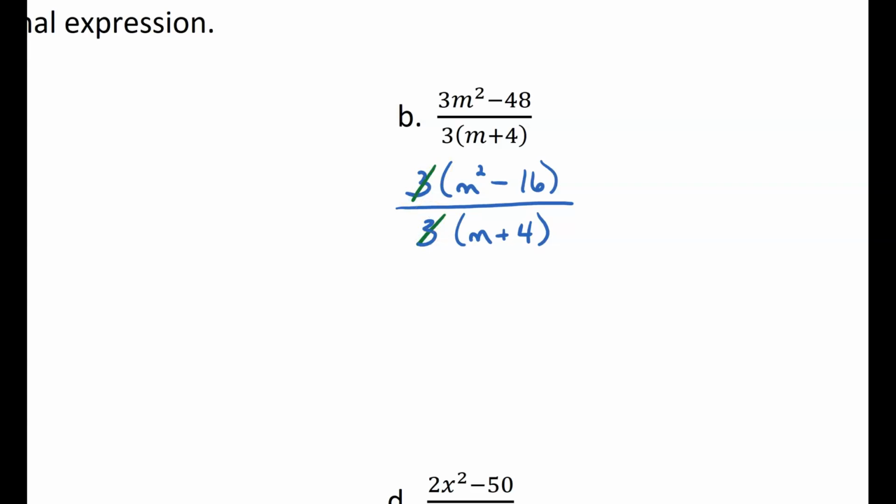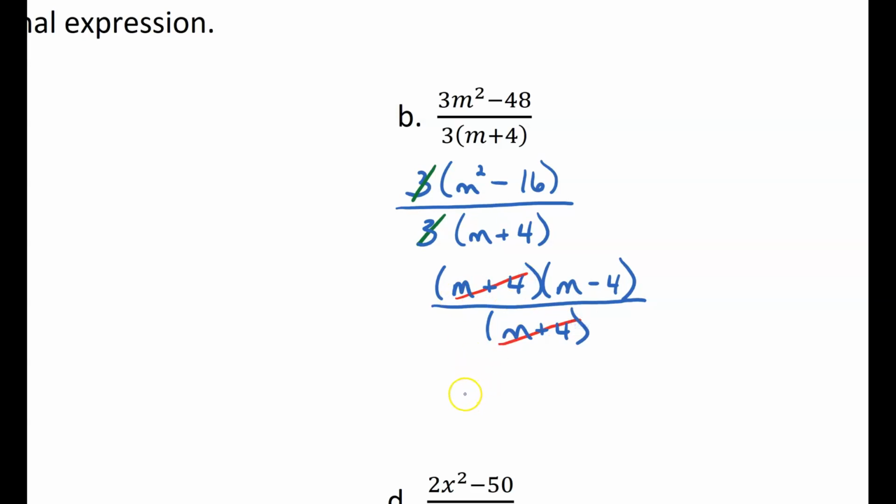Anything else? Difference of 2 squares, which means we can factor further. So that m squared minus 16 will factor into m plus 4 times m minus 4, all over m plus 4. And now what do we notice? M plus 4 over m plus 4. Those will divide out, so those are now gone. And our final simplified expression is only m minus 4.